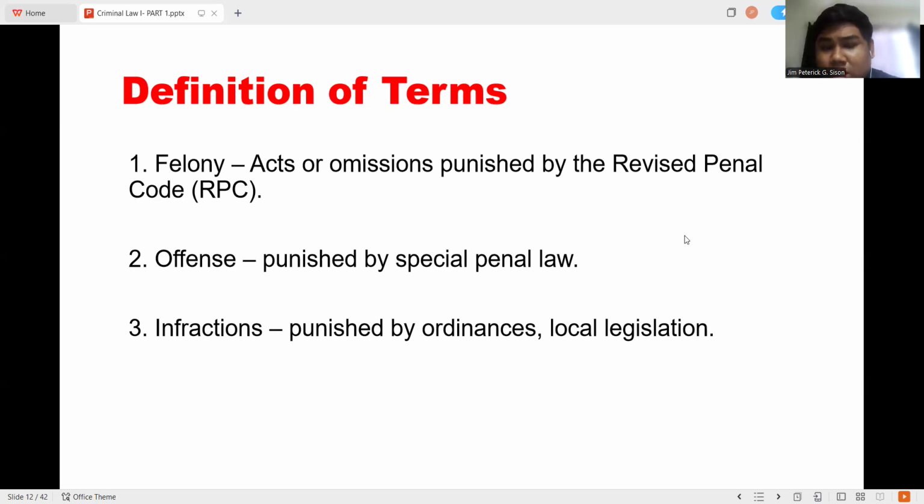Okay? So another example of a special penal law would be Republic Act 9165, because it defines the crimes of selling or using dangerous drugs, and it provides their punishment. Okay, so that's the difference between special law and special penal law. Special penal law defines crimes and provides punishment. Special law does not define crimes but provides punishment.